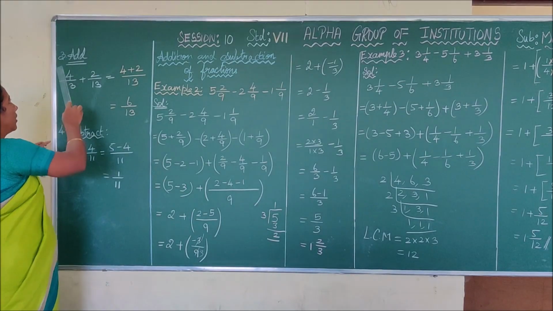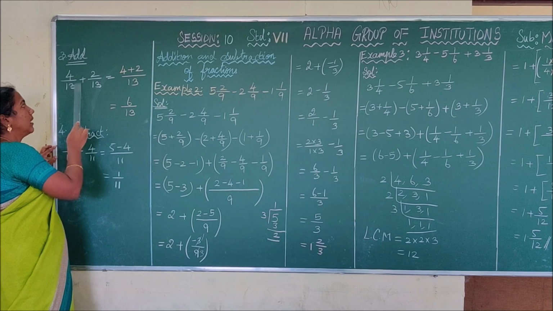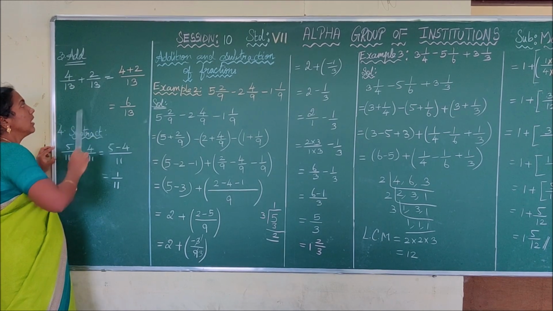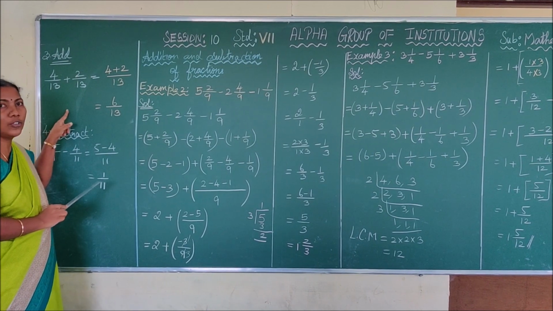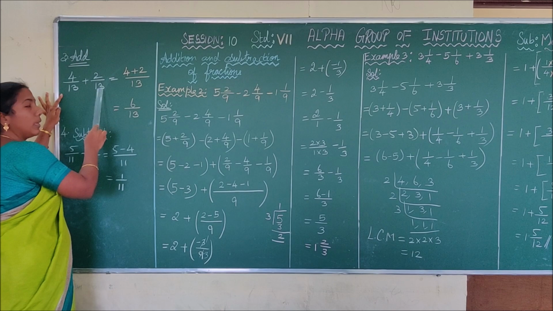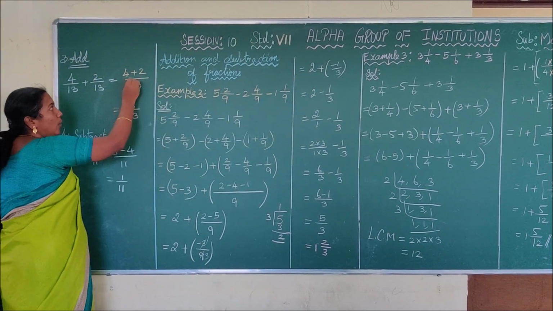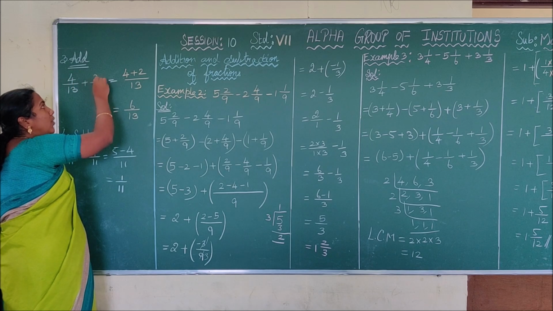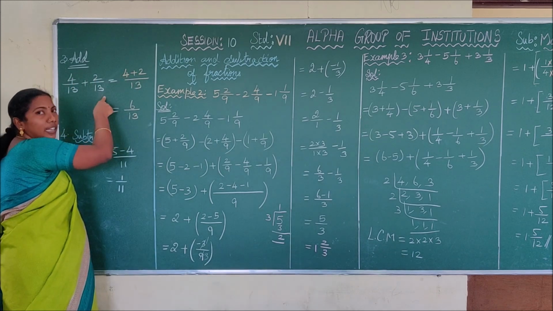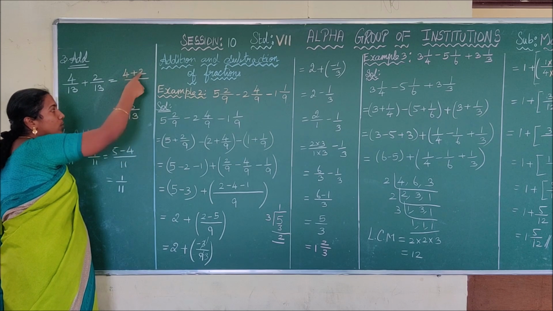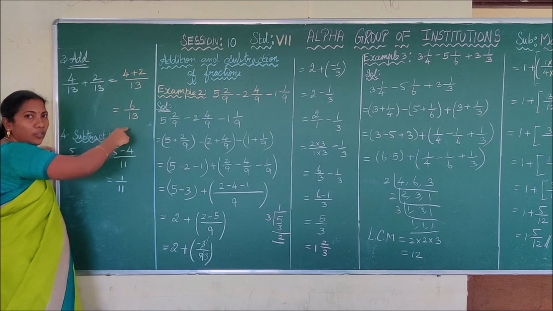See the third sum, children. Add 4 by 13 plus 2 by 13. Observe the given fractions. If the denominators are the same, you can easily add the numerators. See here, 4 by 13 plus 2 by 13. In the answer step you have to write the 13 only one time, and you have to add the numerator only. Don't add the denominator. So 4 plus 2 divided by 13. So 4 plus 2, what is your answer? 6 by 13. Okay, it's clear.